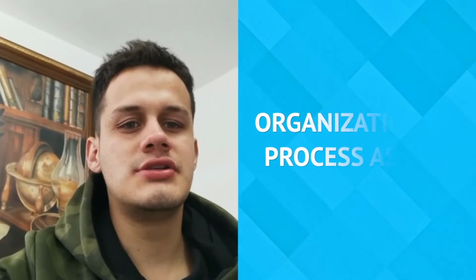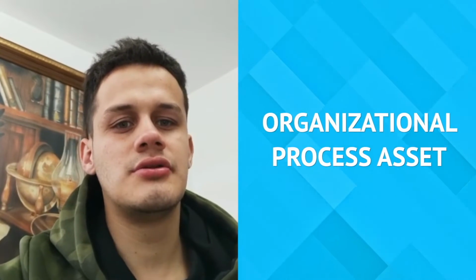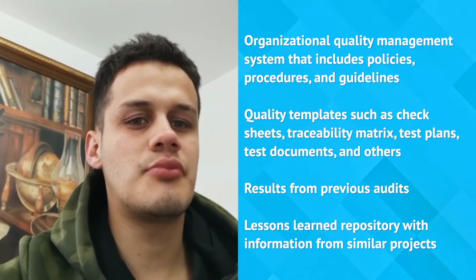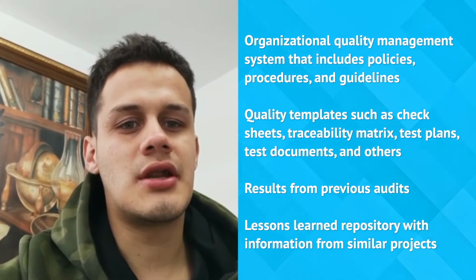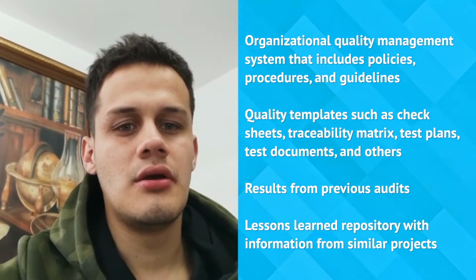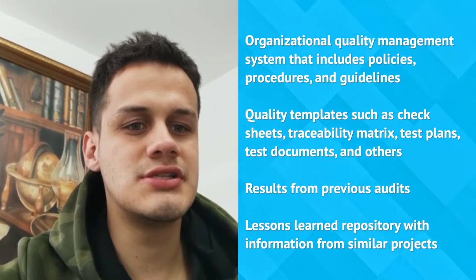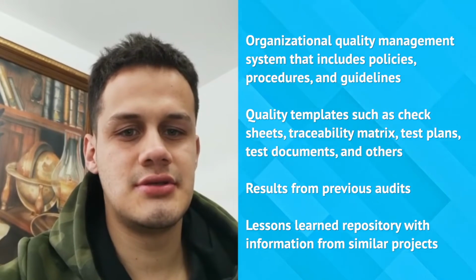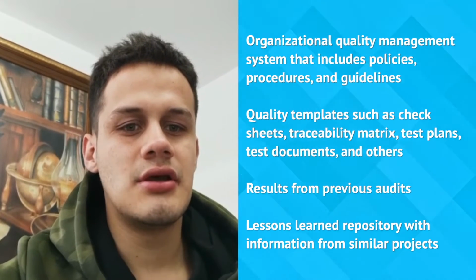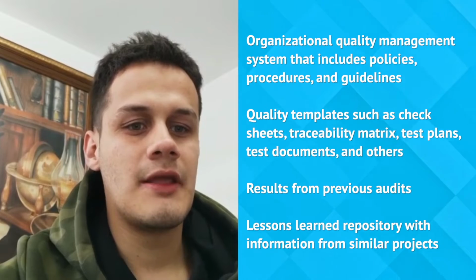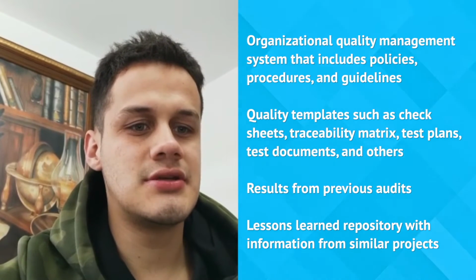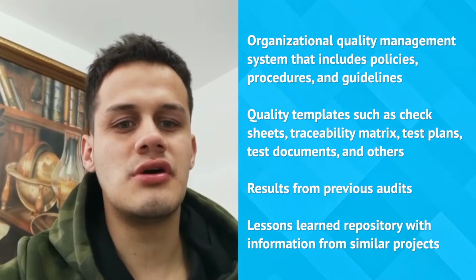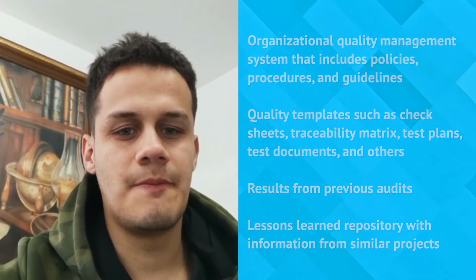The manage quality process includes but is not limited to the organizational quality management system that includes policies, procedures, and guidelines. Quality templates such as check sheets, traceability matrix, test plans, test documents, and others. Results from previous audits. Lessons learned repository with information from similar projects.